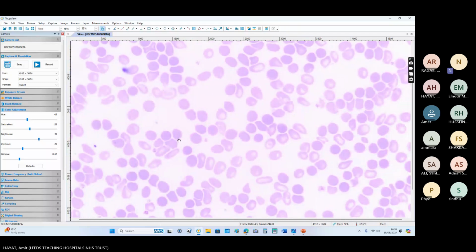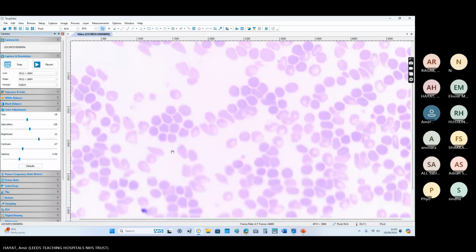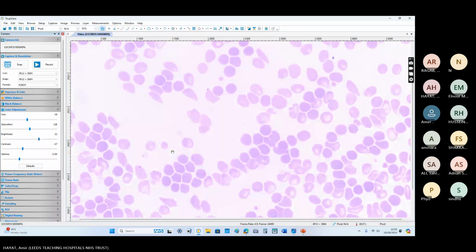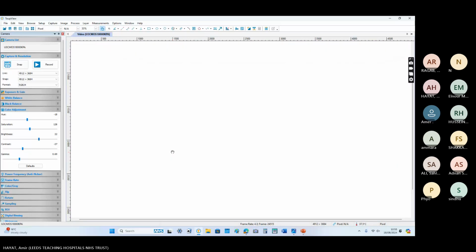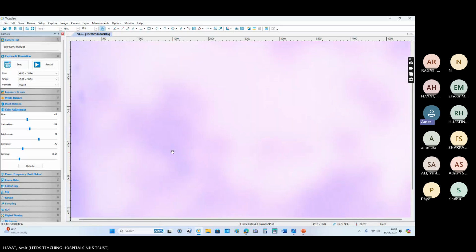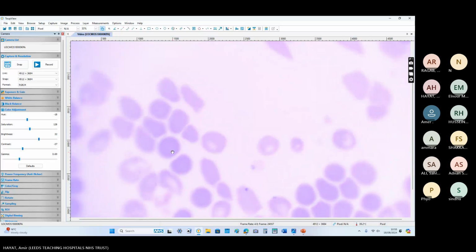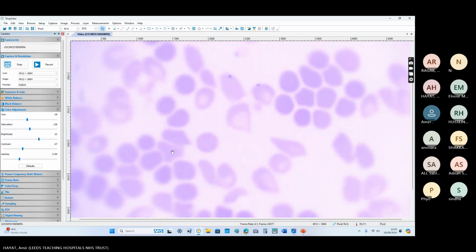Can you find any Howell-Jolly body? This is a small one. Let me check a more prominent one. This one can be. Let me check more.